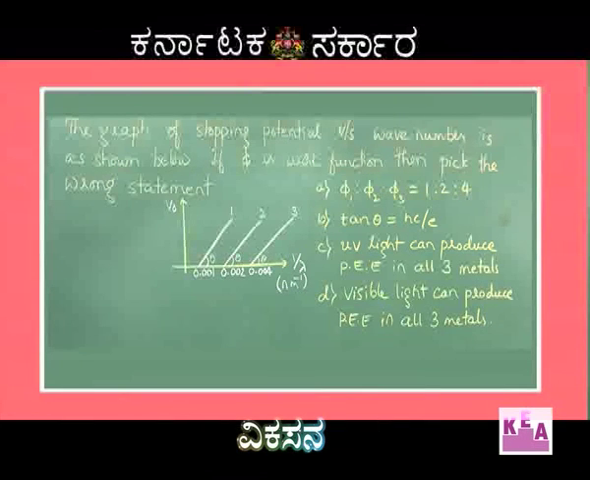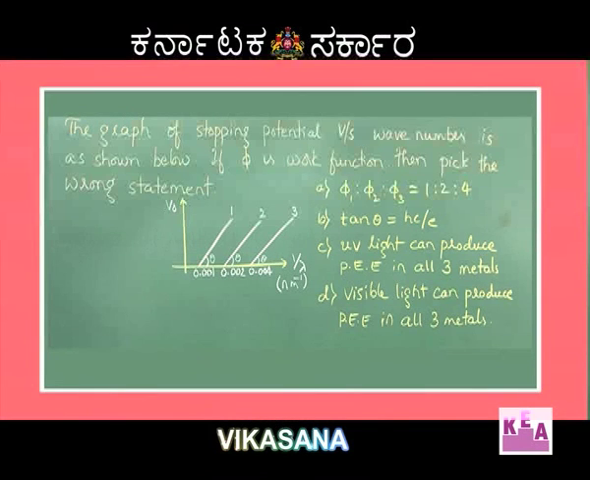Dear students, now let us take one more beautiful problem. This was already asked in one of the previous IIT JEE papers. I have slightly modified the question. The graph of stopping potential versus wave number is as shown below. If phi is the work function, then pick the wrong statement.